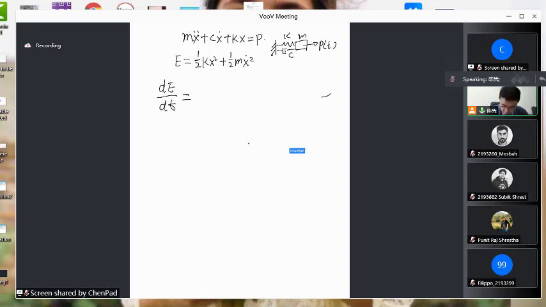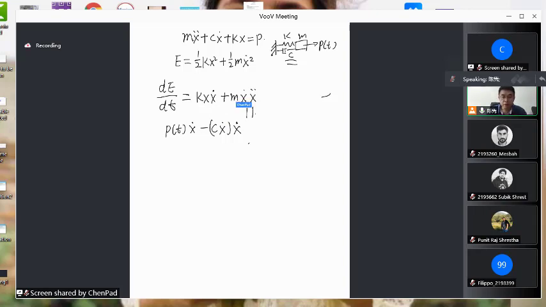So let's do this calculation. It should be Kx times x dot, plus m x double dot times x dot. So the power, and also you can use the power of the external loads, P(t) times x dot, which means force times velocity is power. And also you need to consider the power dissipated by this dashpot. So it should be c x dot, this is force, times x dot, this is power.